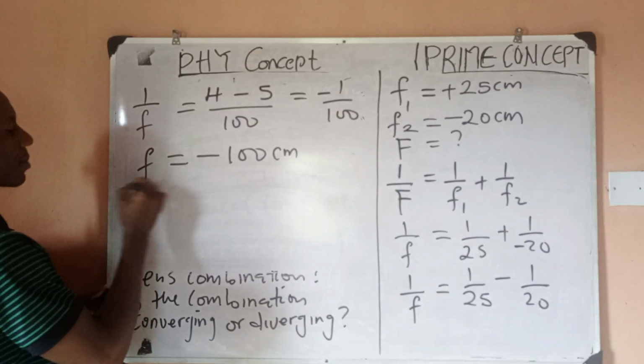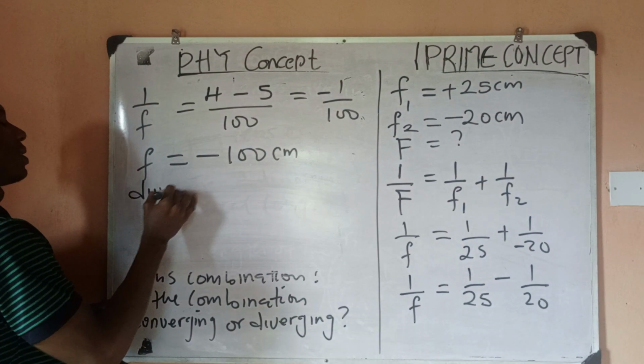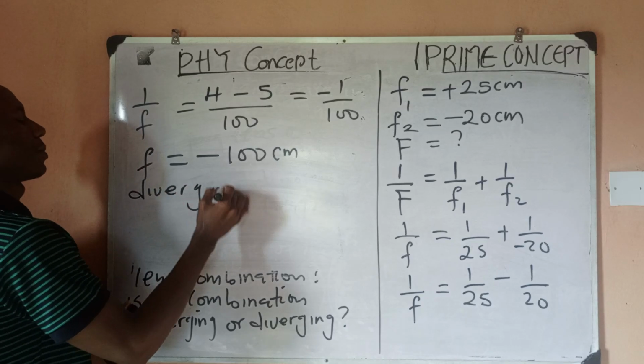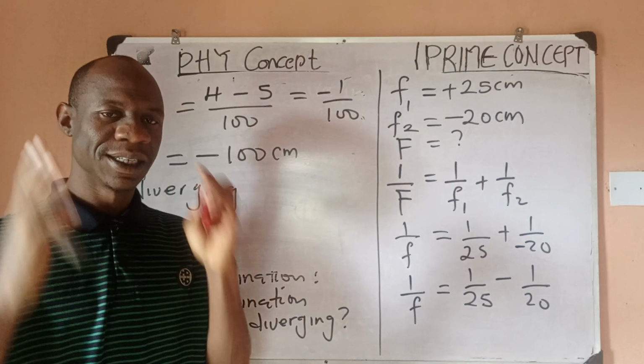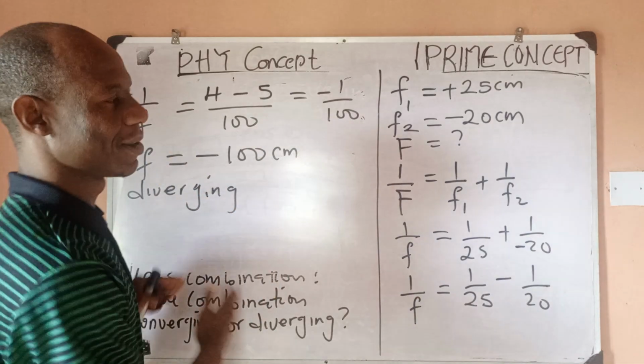So the combination is diverging with a focal length of 100 cm. So I believe this concept is clear.